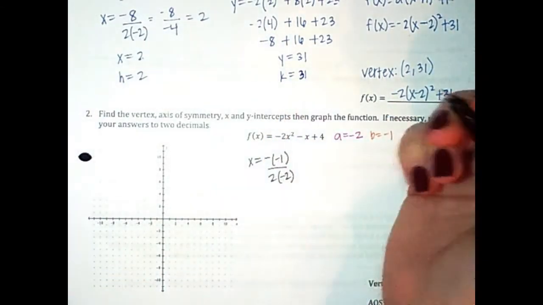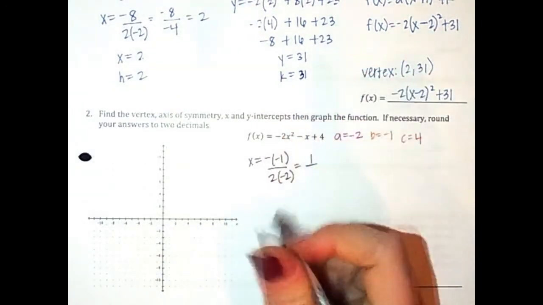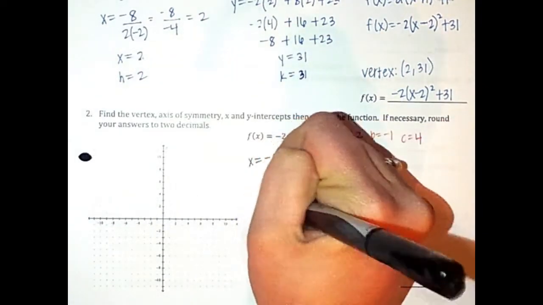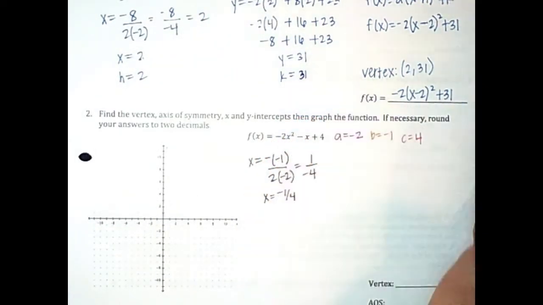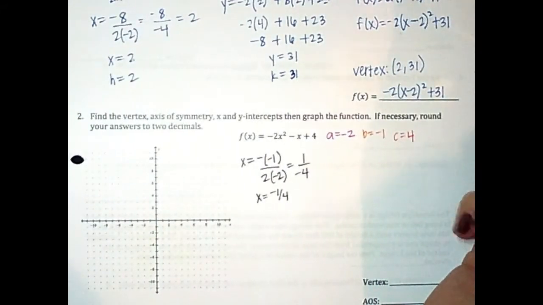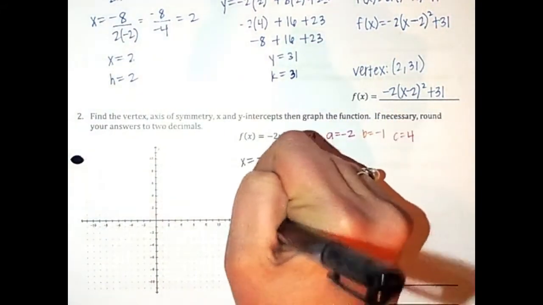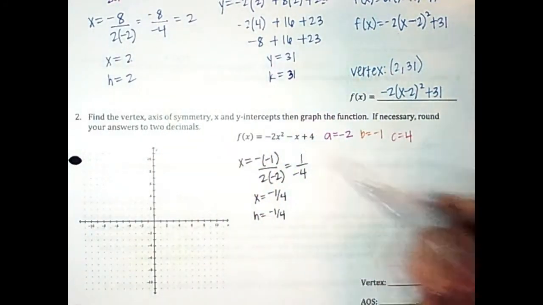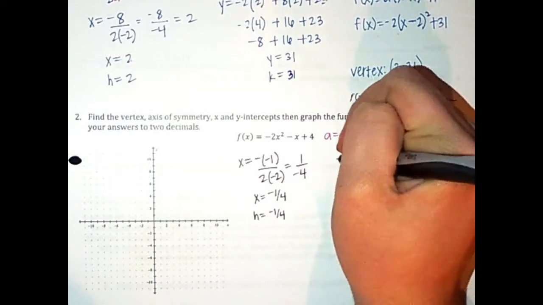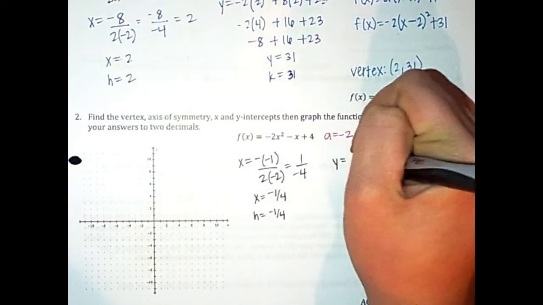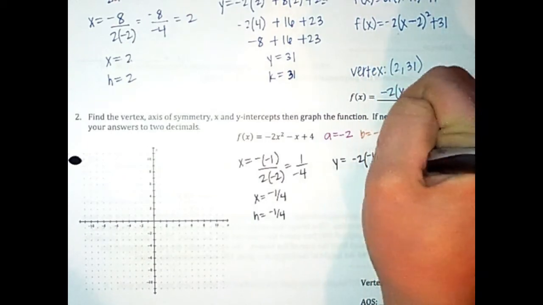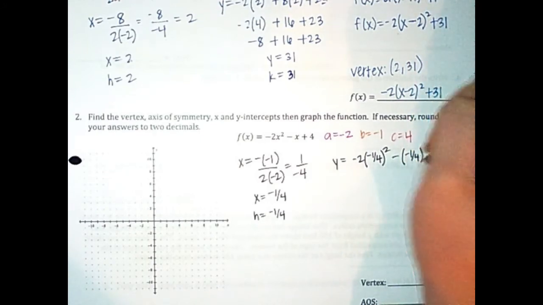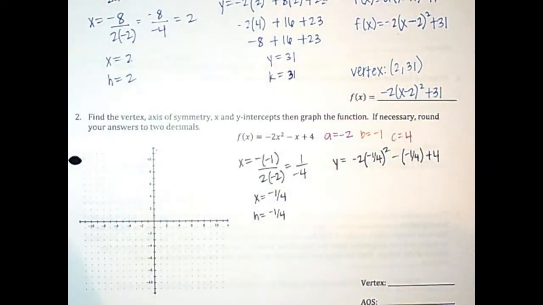So negative and negative cancels to become a positive, and then 2 times -2 gets me -4. So my x value of my vertex is -1/4. So I have my x value, or again, my h value of my vertex. So now I can solve for my y value by plugging it back into the equation. So y is equal to -2 times -1/4 squared minus -1/4 plus 4.